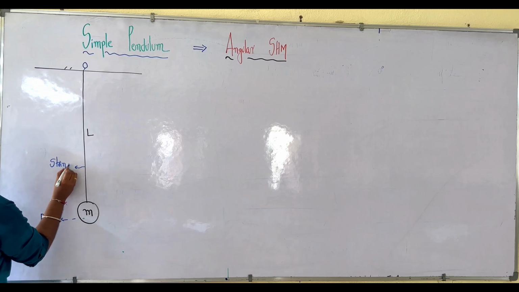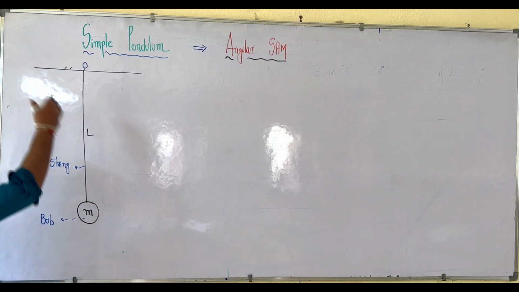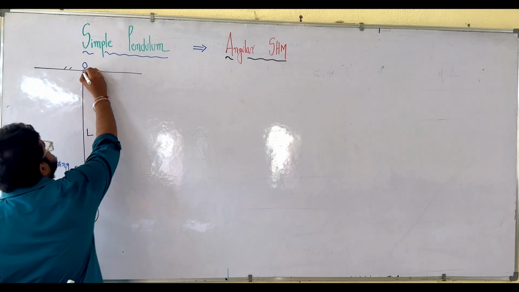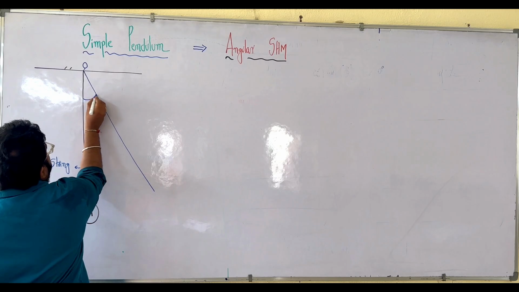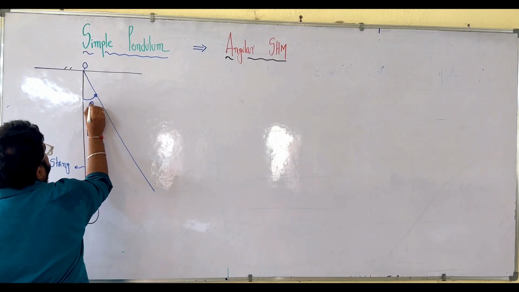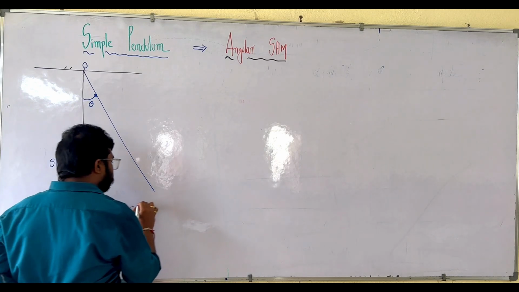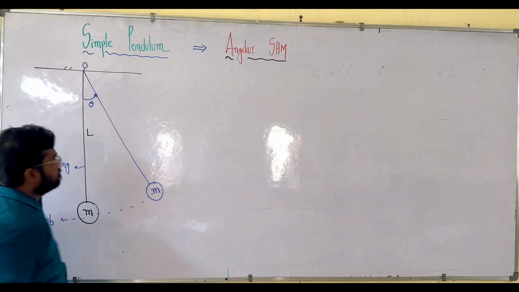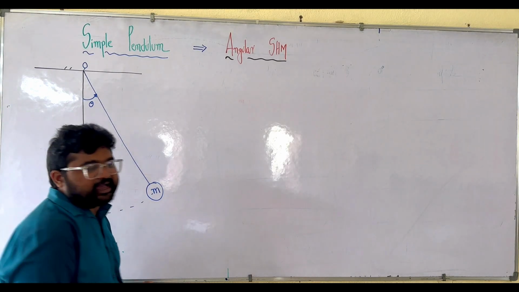Now we need to give an angular disturbance. Initially the system is under equilibrium condition. We need to disturb it. I am giving an angular disturbance about the pivot point O. I gave the angular disturbance. Draw the free body diagram now.